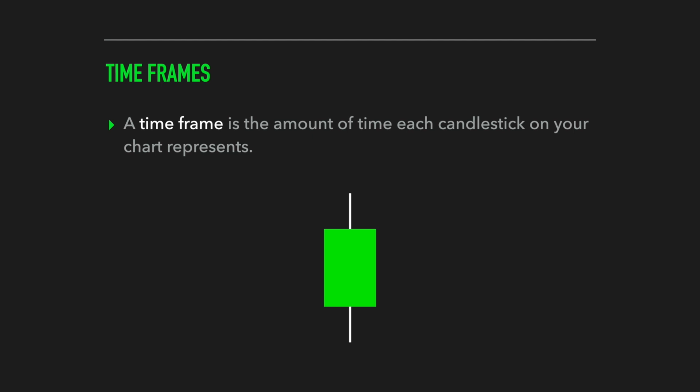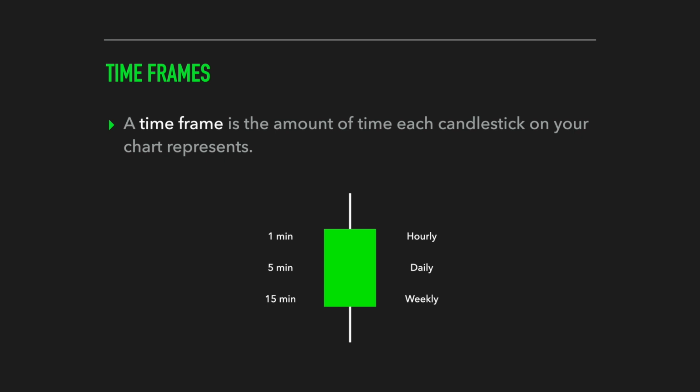Now, first and foremost, a time frame is the amount of time that every single candlestick on your chart is going to represent. So this can be just a 1 minute period of time, meaning that every single minute a new candlestick opens and the previous candlestick closes. This can be a 5 minute period of time, meaning that every candlestick represents 5 minutes of price action. It can be 15 minutes, it can be an entire hour, an entire day, or even an entire week. And really that's all we're referring to when we talk about the time frame of a chart.